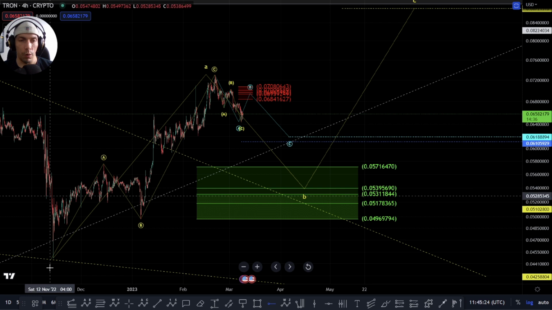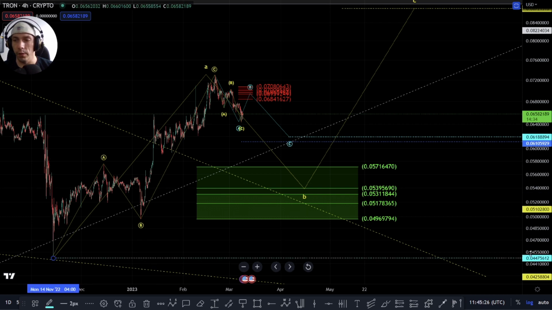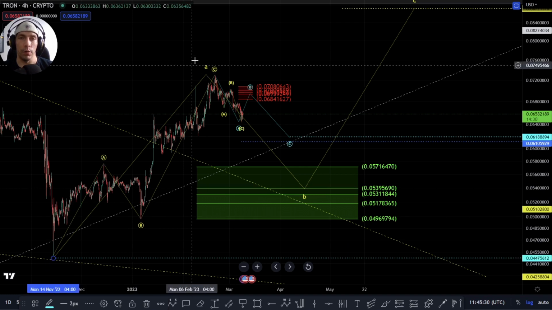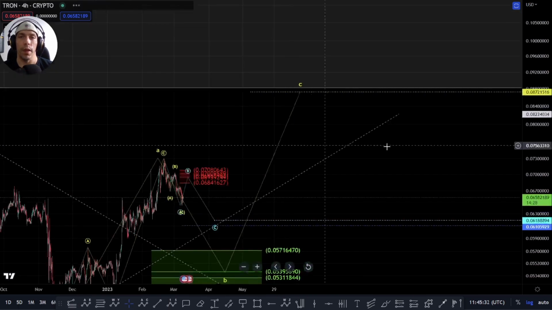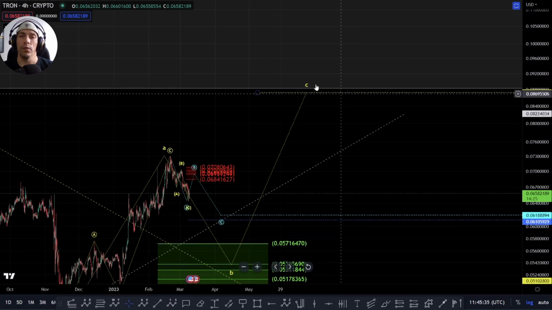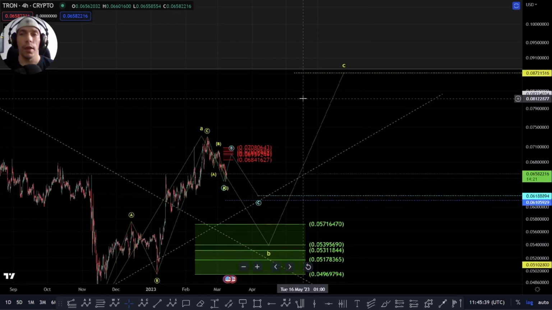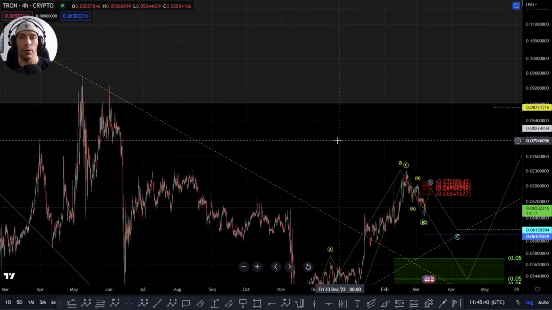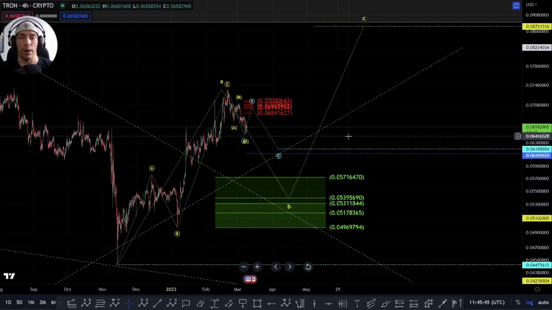For as long as we hold this area of this 0447, potentially we can hold this and look for this continuation to the upside in a bigger A, B, and a C pattern. And this could potentially bring us up towards the zone of this 0872. So if we do get a move up towards this area, like I said before, I'd be cautious of this area. We've been rejected quite a few times off of it.